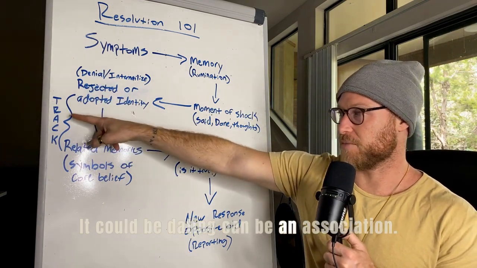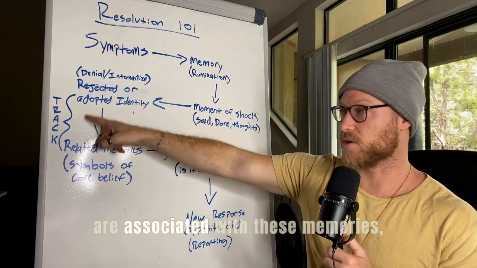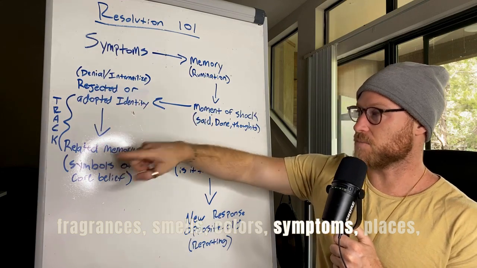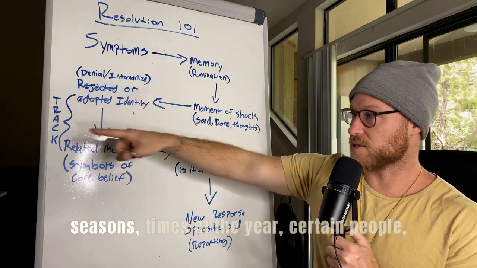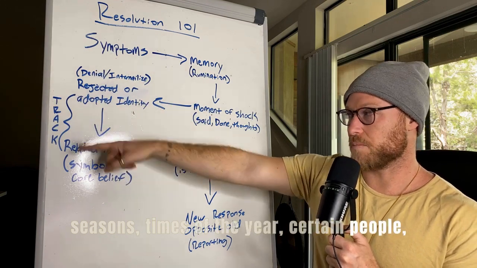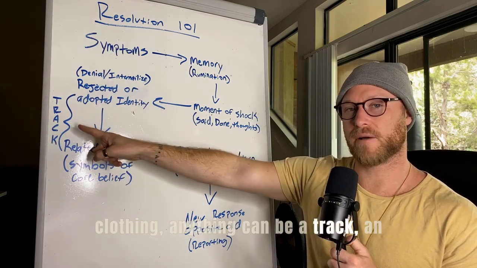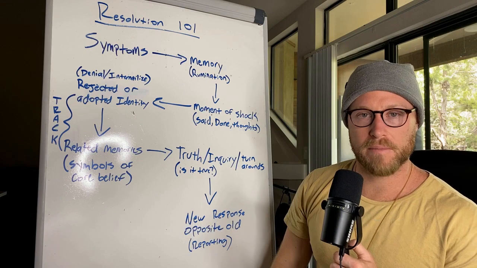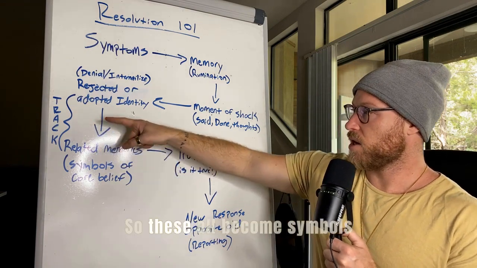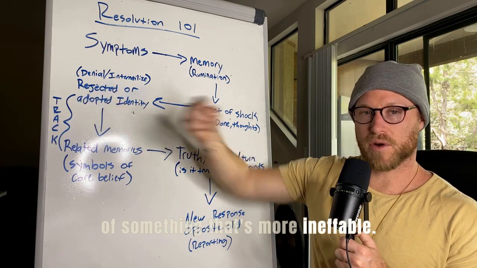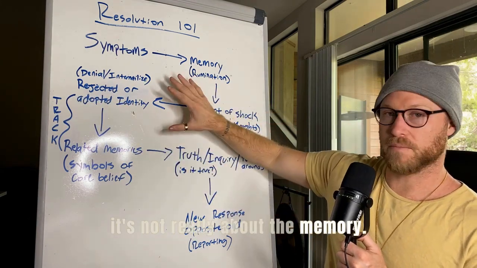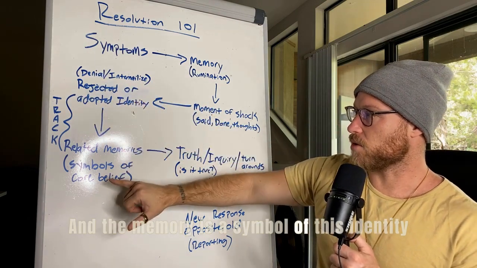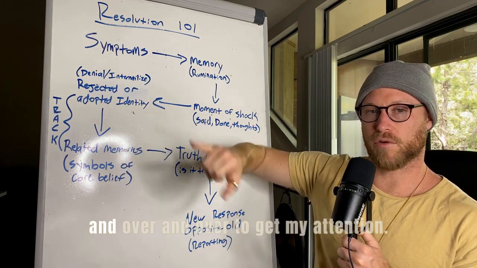It could be dating, it can be certain foods that you develop allergies to that are associated with these memories, fragrances, smells, colors, symptoms, places, seasons, times of the year, certain people, clothing, anything can be a track. An environment, a place in the world, Instagram, whatever it is. So these all become symbols of something that's more ineffable. So we start to see, okay, it's not really about the memory. The memory is a symbol of this identity in different clothing, repeating over and over and over to get my attention.